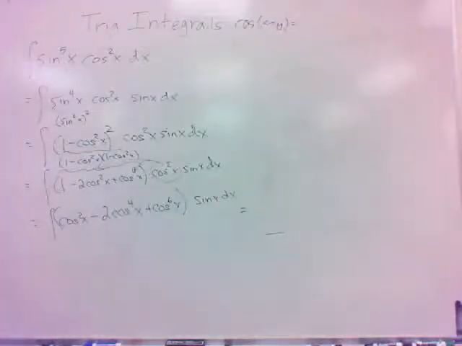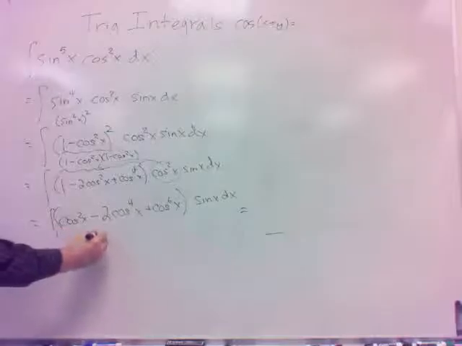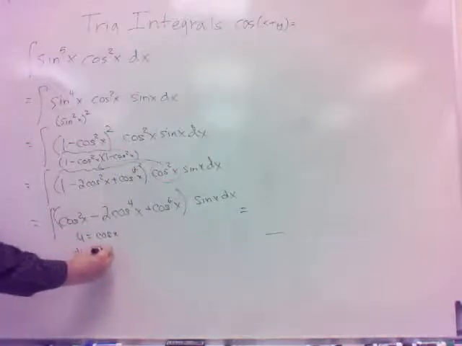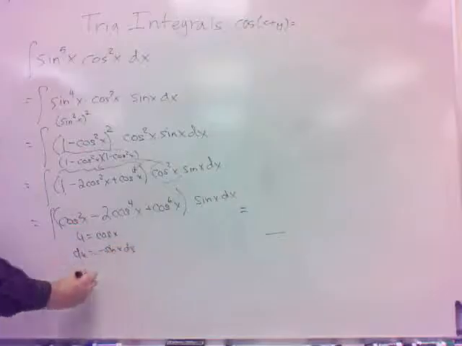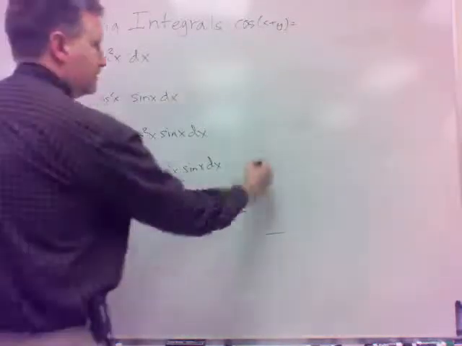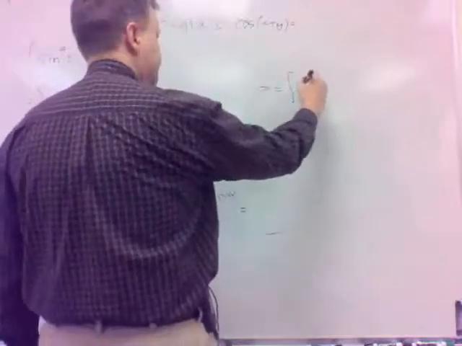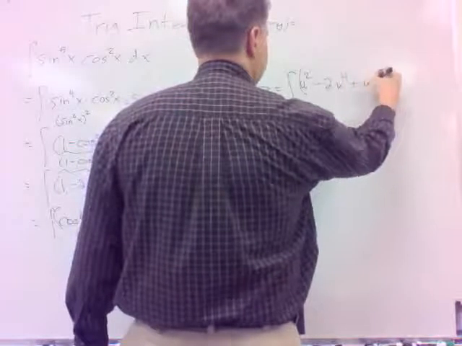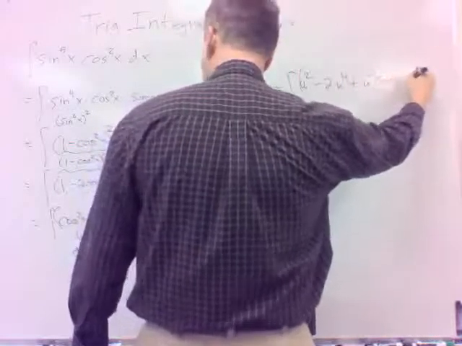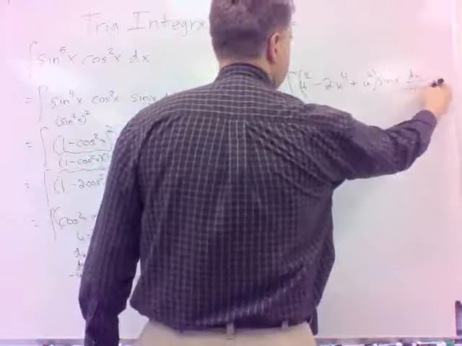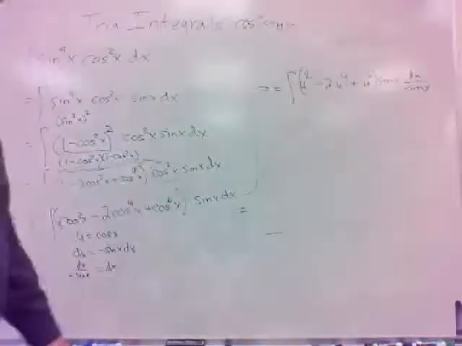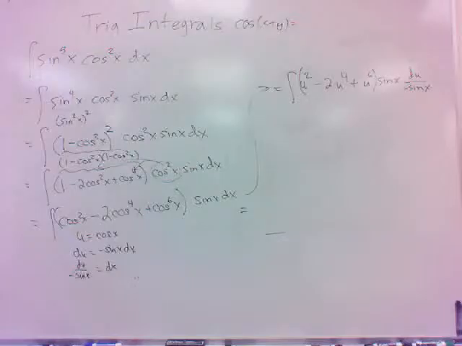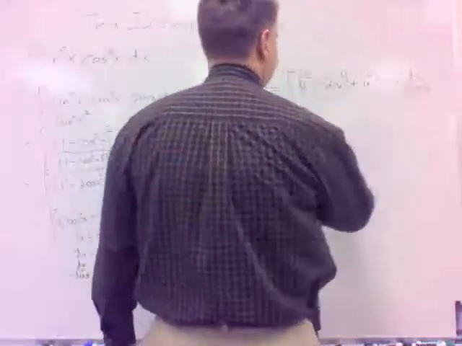And so, what do I do now? U substitution, yeah. Now I'm ready to say u is the cosine, du is minus the sine. So du over minus sine is dx. So I get the integral of u squared minus 2u to the fourth plus u to the sixth, sine of x, du over minus sine of x. I'm in real good shape here, aren't I? Because the sine of x cancels. So I have the integral there.